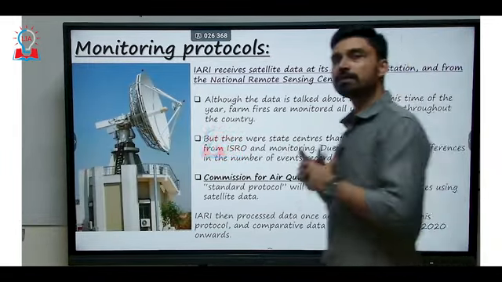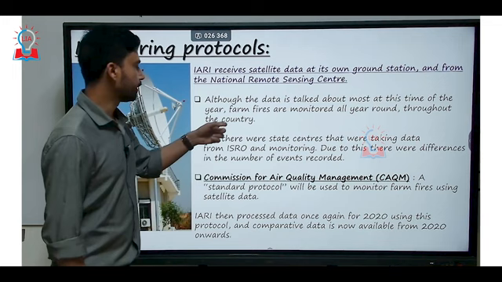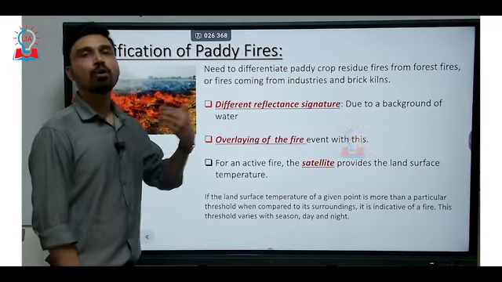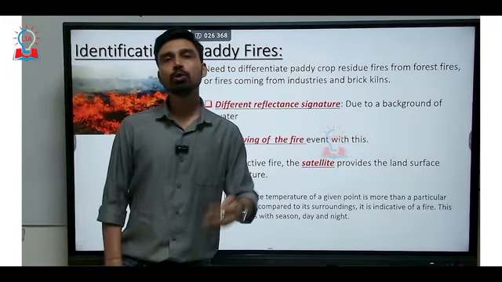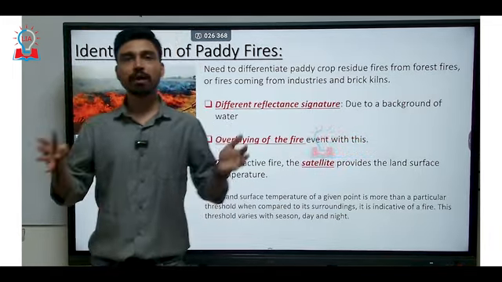By comparative data, what we mean here is that you can compare what has been the change in farm fire incidents since 2020: whether the numbers have increased or decreased, whether the farm fire intensity has increased or decreased, or whether new areas or old areas are being used for farm fires. So comparison can go a long way in understanding the evolution of farm fire incidents and their overall impact on the pollution level in North India specifically.